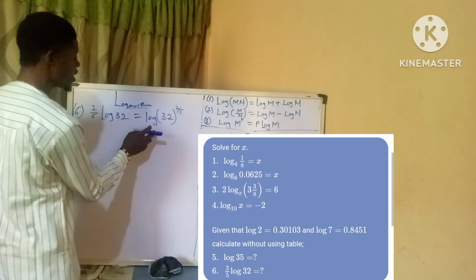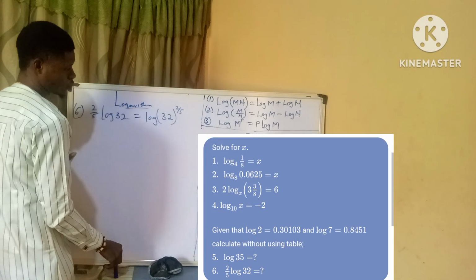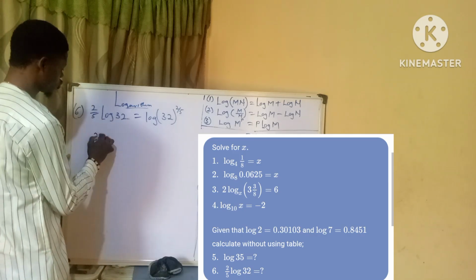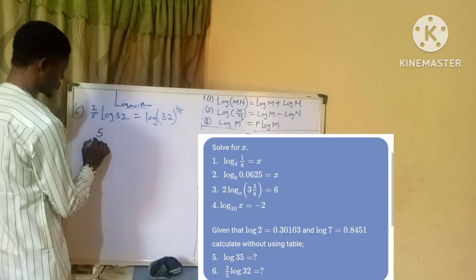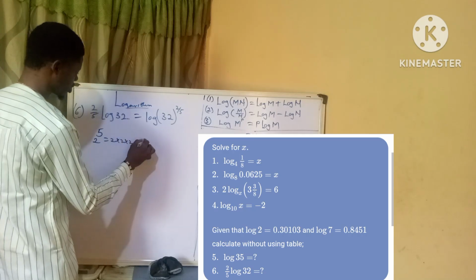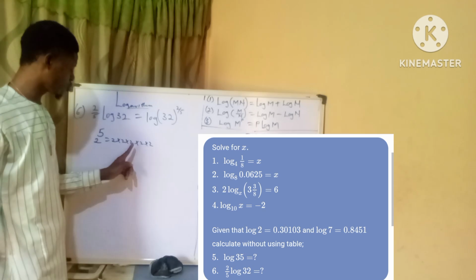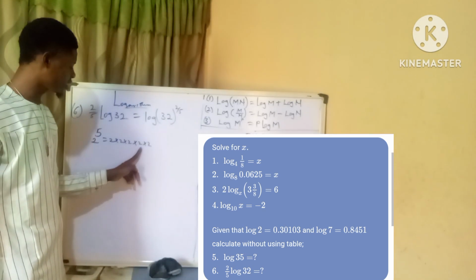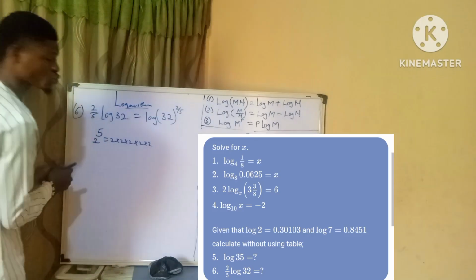So now, from here, this 32, let's break it down. 2 times 2 times 2 times 2 times 2 is 2 raised to power 5. 2 times 2 will give you 4. 4 times 2 will give you 8. 8 times 2 will give you 16. 16 times 2 will give you 32. So you can replace this 32 with 2 raised to power 5.